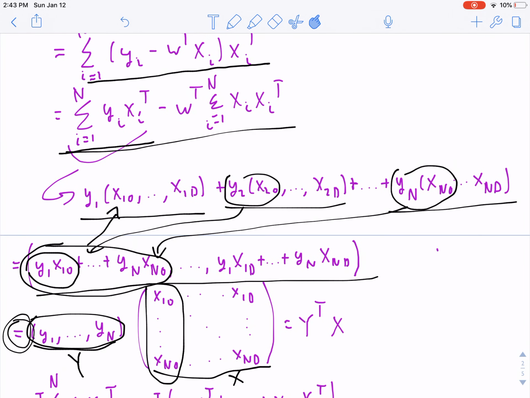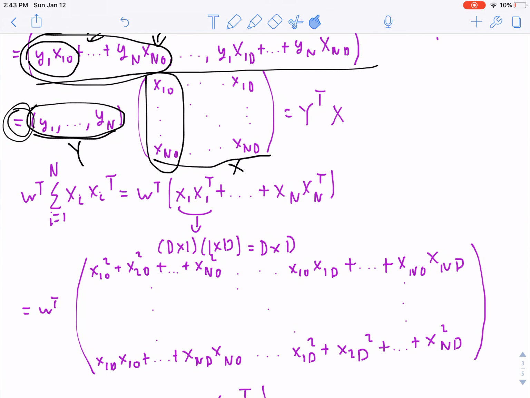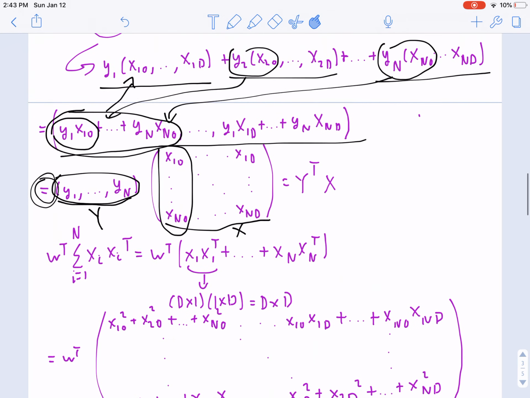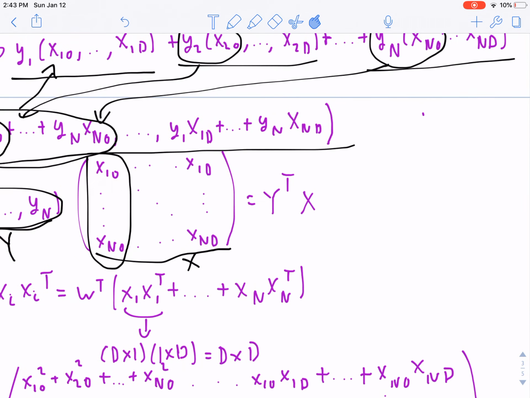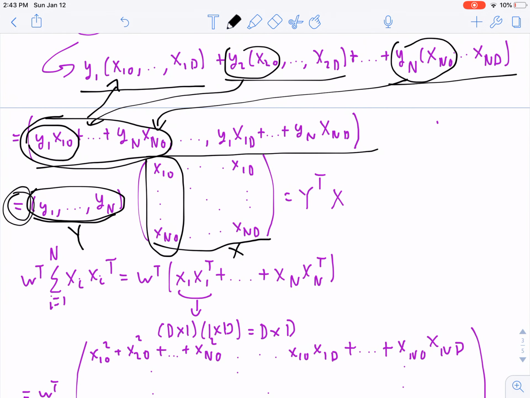Now, let's take on the second term in the sum, which is going to be a little trickier, but pretty similar. So we're going to leave the w transpose out in front, and we're going to write each of the elements of the sum. So we have x1 transpose, all the way up to xn transpose. And a good way to always check your math when you're doing matrix work is to make sure the dimensions work out. x1 is a column vector, it's d by 1. x1t is a row vector, it's 1 by d. And so these two should multiply to a d by d matrix.